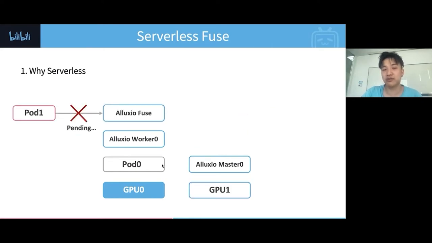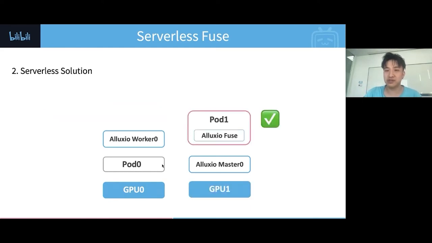Unless we deploy fuse on all nodes, the availability of service can be quite low if resources are not enough. Deployment of fuse on all machines could lead to huge waste of resources. Therefore, we choose to use serverless fuse. So, what is serverless fuse? To sum it up in one sentence, it is to use fuse as the sidecar container of the training task to ensure that the fuse and the training task retain the same life cycle and reside in the same node.